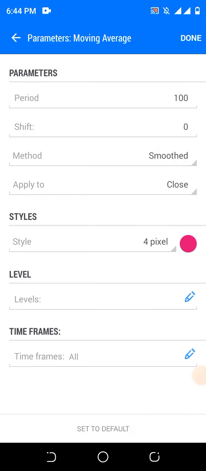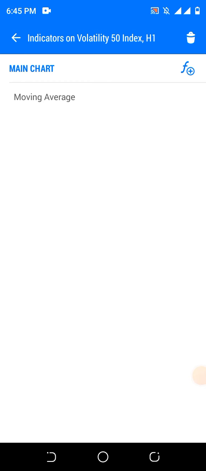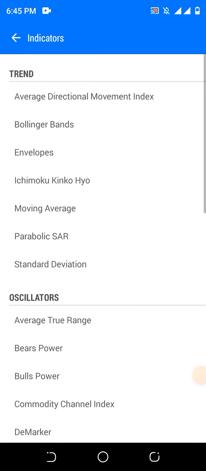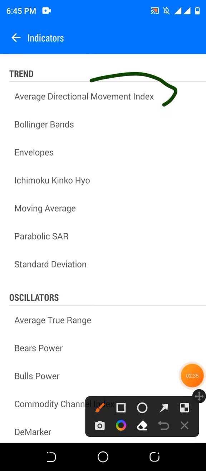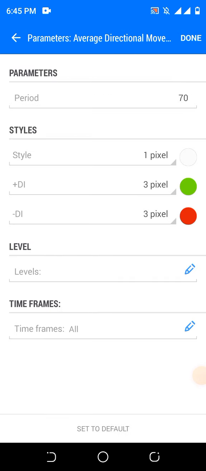Then the next indicator is the ADX indicator. Once you are done setting up the moving average this way, you click on done. Now the next indicator to insert is the ADX. You click on F plus sign. The first indicator on my screen is the ADX, that is the Average Directional Movement Index indicator. So you click on it.